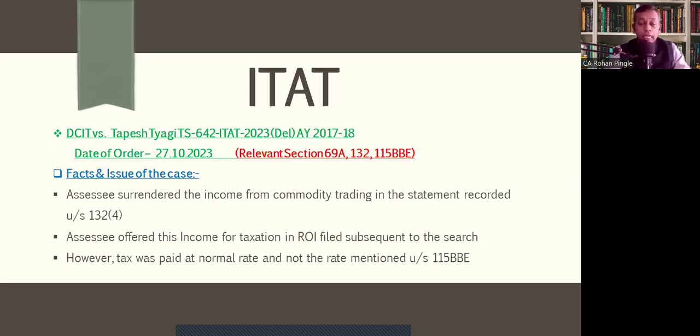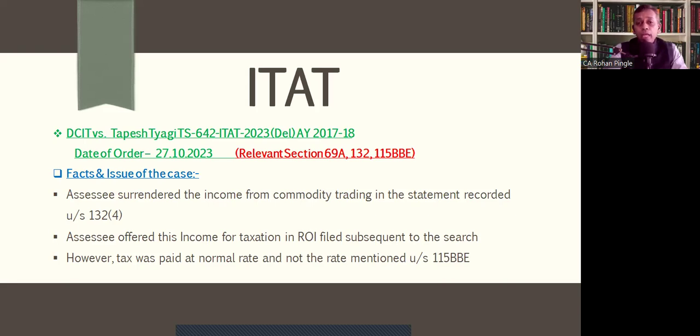Second case, DCIT versus Tapesh Taghi, ITAT 2023, Delhi, AY 2017-18, date of order 27th October 2023. Relevant sections 69A, 132 and 115BBE of Income Tax Act 1961. Let's understand facts and issues of the case. Assessee surrendered the income from commodity trading in the statement recorded under Section 132(4). Assessee offered this income for taxation in the return of income filed subsequent to the search.